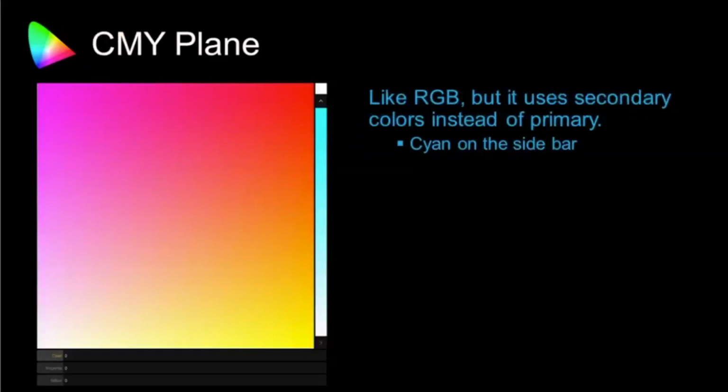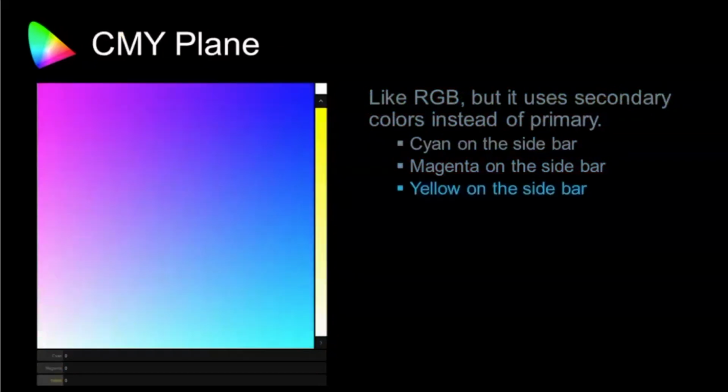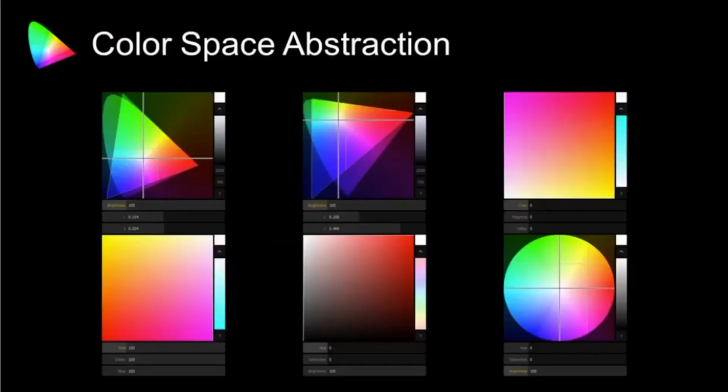So if cyan is on the sidebar, that's what that looks like. If magenta is on the sidebar, and if yellow is on the sidebar, right? So again, pick a space that you prefer, and know that you don't have to work in all the color pickers. You can just work in a single color picker or two color pickers, and that will help you. Again, I recommend opening these spaces just to play and dragging them around.